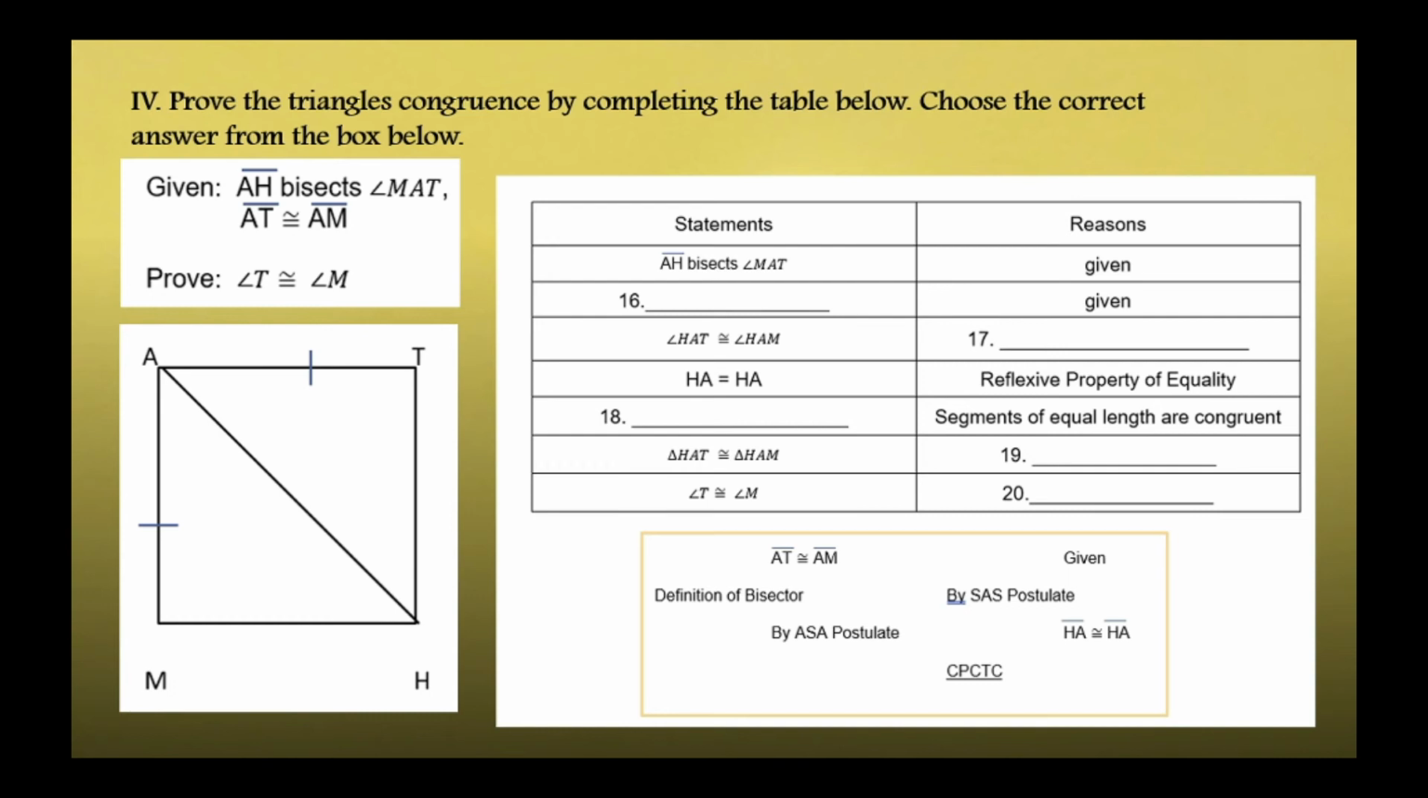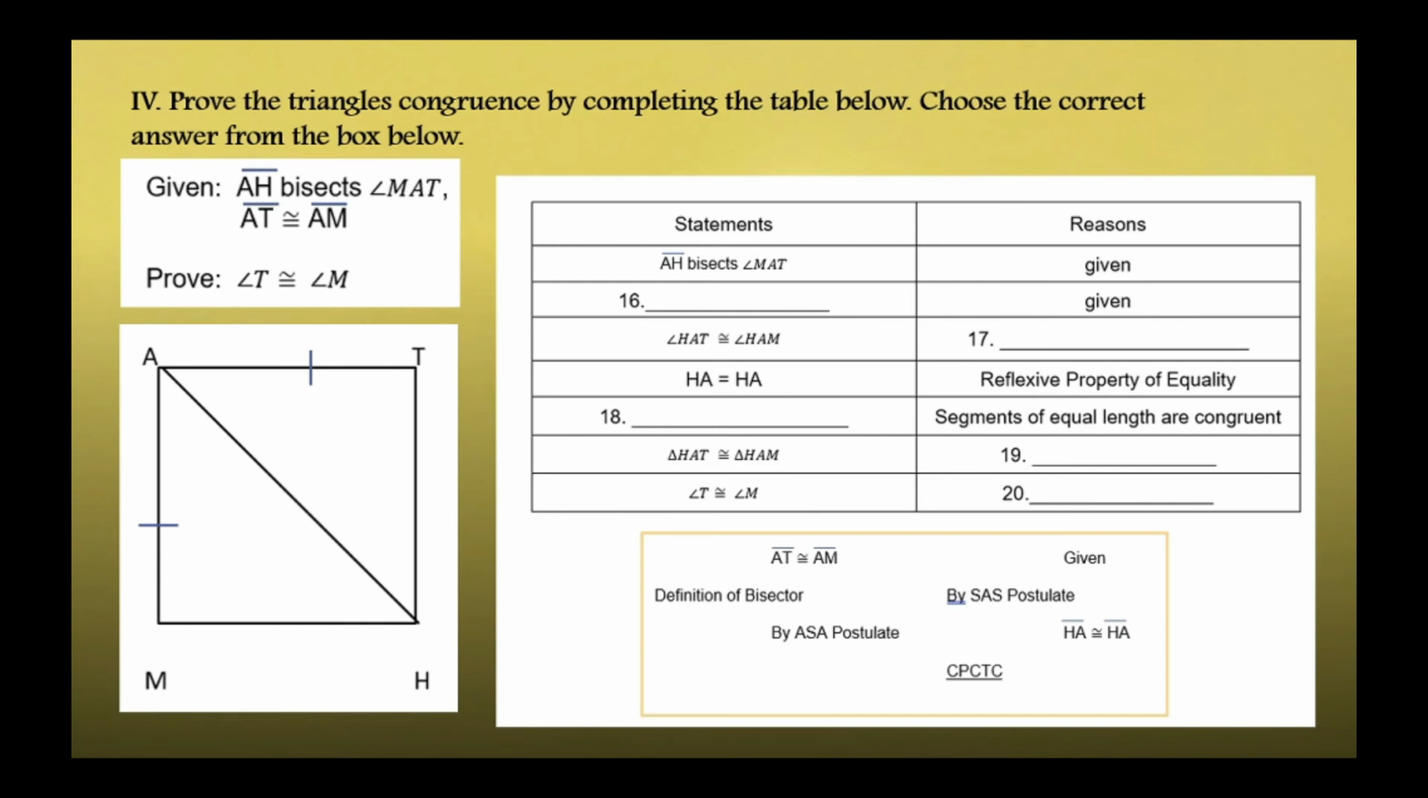Alright, test 4. This is proving. For test 4, prove the triangles' congruence by completing the table below. Choose the correct answer from the box below. So you have the choices in the box. Okay? So given the figure, we have the given: segment AH bisects angle MAT. Segment AT is congruent to segment AM. Prove that angle T is congruent to angle M.